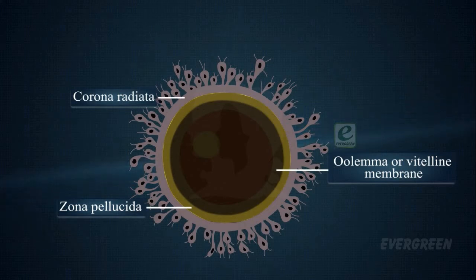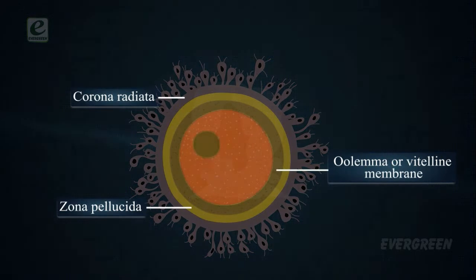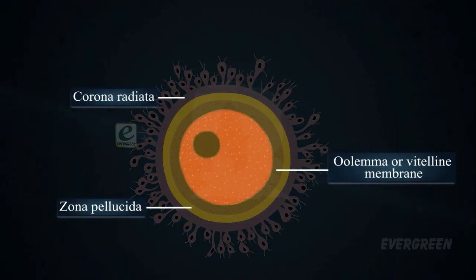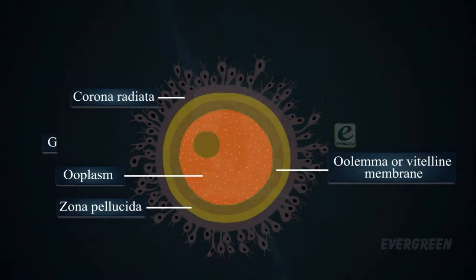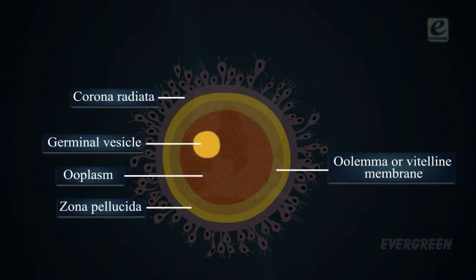Let's talk about the things inside the oolemma. Bounded by the oolemma is the ground substance called ooplasm. It is free of yolk, that's why it is called alecithal, and contains a large haploid nucleus called germinal vesicle or female pronucleus.